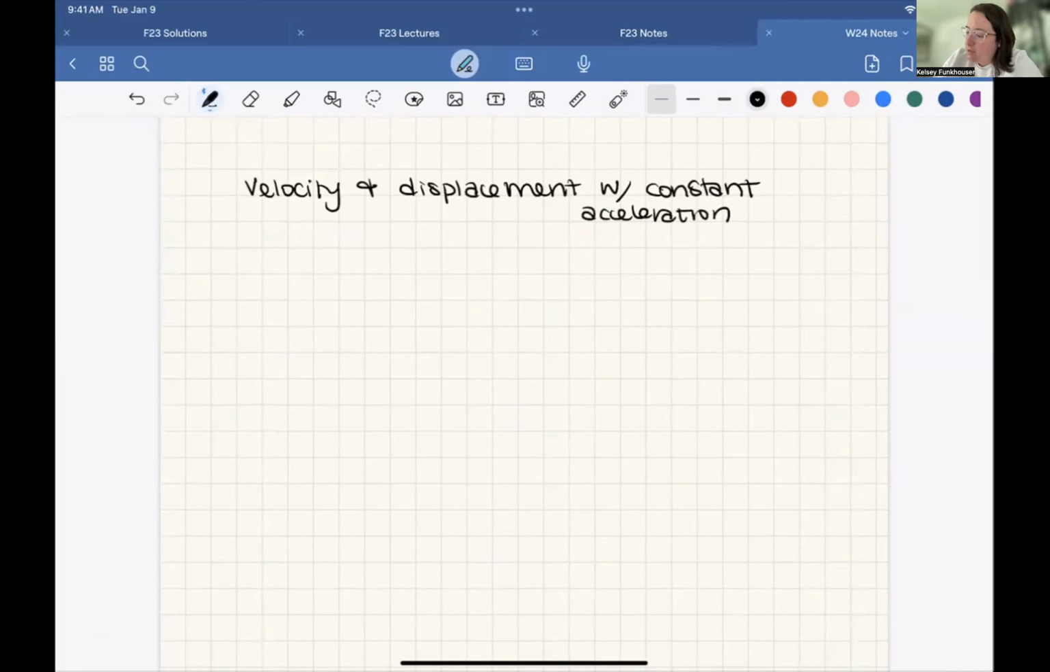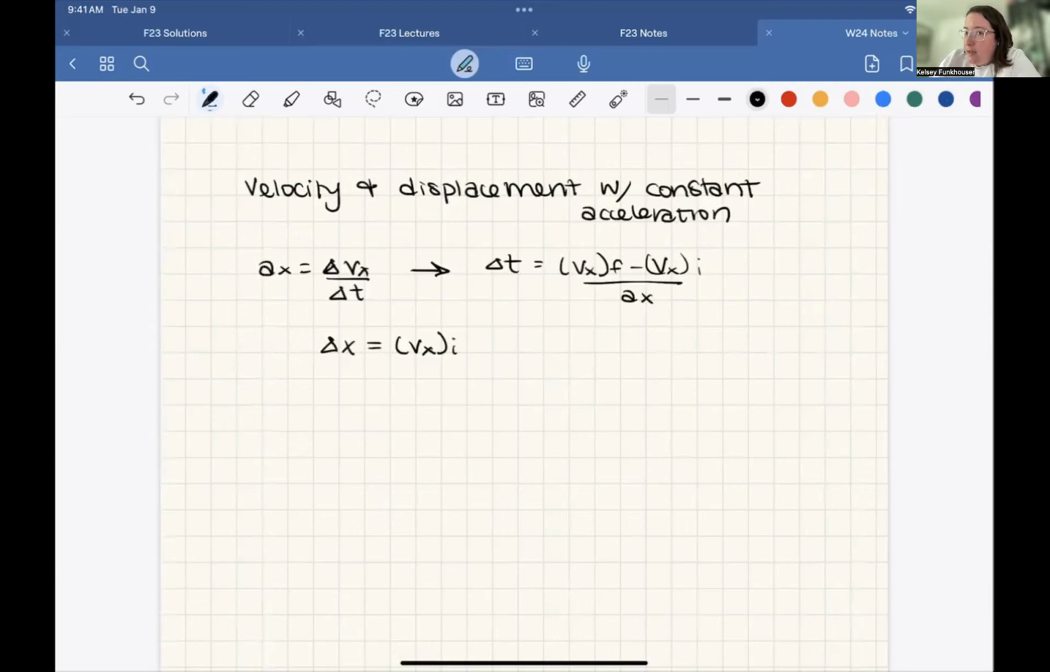Okay, so now we're going to start with the acceleration equation. This is the average acceleration equation. And we can rearrange it to solve for time. And we can have the final velocity minus the initial over the acceleration. And then we have our displacement equation from above, or I guess on the previous page. So we can use that.